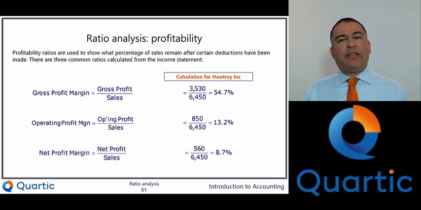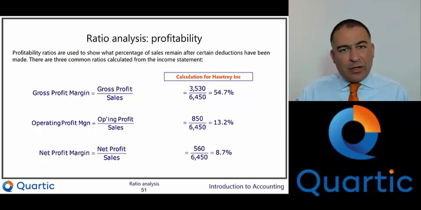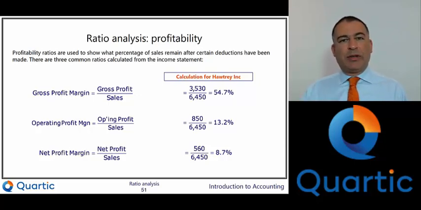So all three of these, you'd expect it to be decreasing because you're subtracting expenses as we move down the income statement. You're saying at each point, it's a percentage of your sales. And the further down you go, the smaller the percentage that you'd expect.